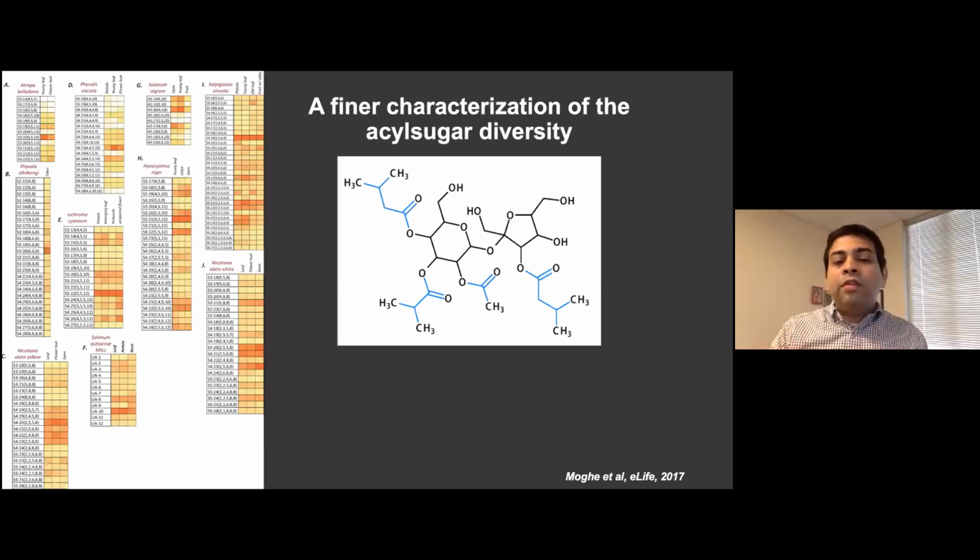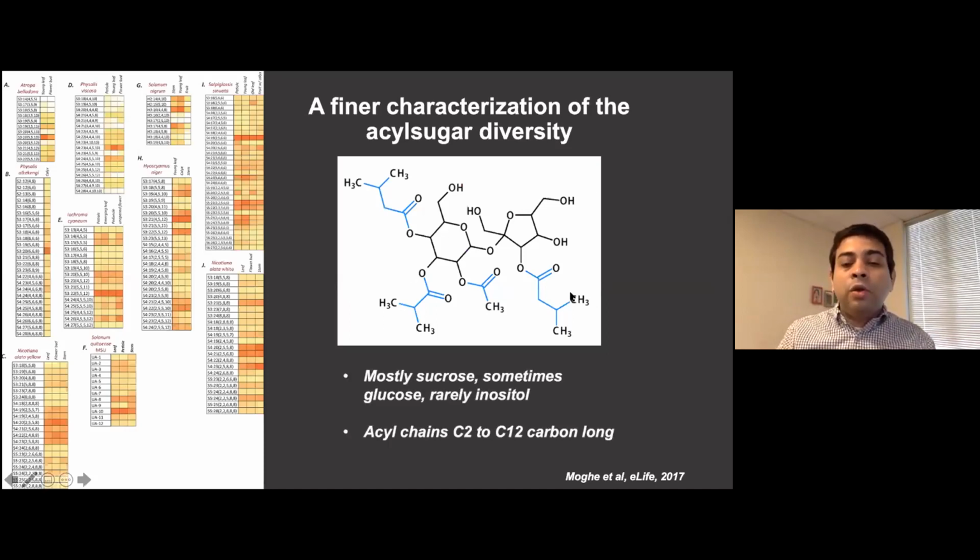Now we can delve deeper by looking at the mass spec data and try to predict what sort of acyl sugars are actually present. So typically we see a sucrose core to which these fatty acids are attached, but we were also able to find some species like Solanum nigrum and Solanum ketoense, which instead of sucrose use glucose or inositol. Solanum ketoense is the only species that we found that uses inositol for making these acyl sugars.